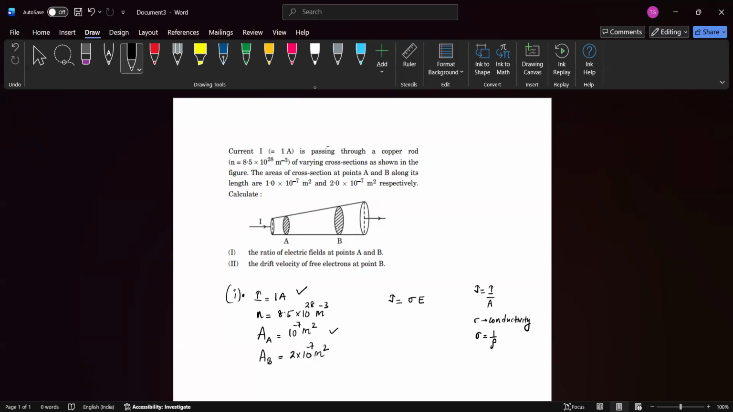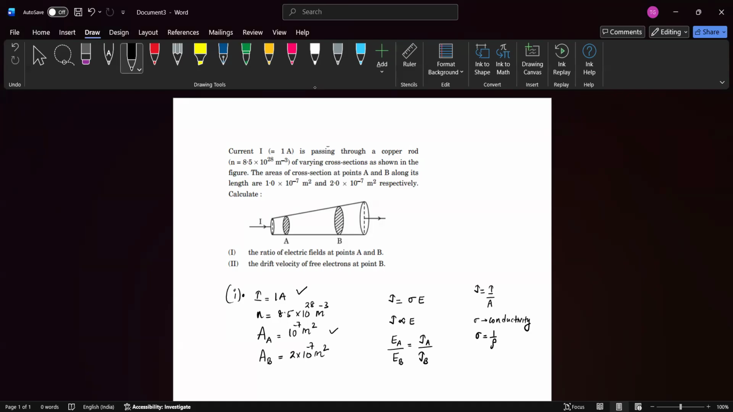We are talking about this particular conductor, the copper rod. We know that the resistivity is not going to change because resistivity is independent of dimensions. So conductivity is also independent of dimensions because conductivity is just the reciprocal of resistivity. So can I say that current density is directly proportional to electric field in this case? Or I can say electric field at point A by electric field at point B, which we have to find out, is nothing but the ratio of current density at point A by current density at point B.